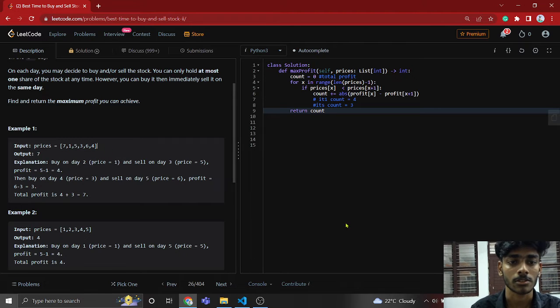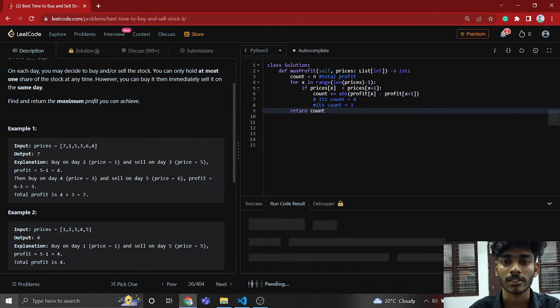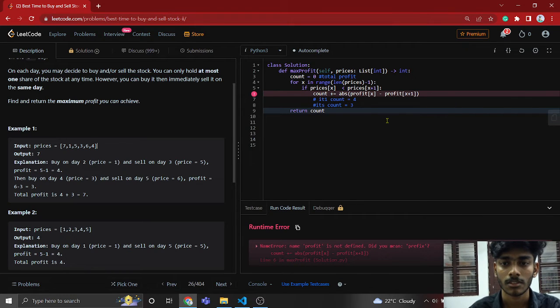This won't happen for sure. Let's see whether it works or not. It says prefix profit not defined. Sorry, it's not profit, it's prices.